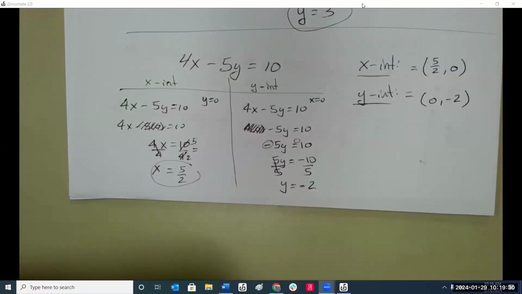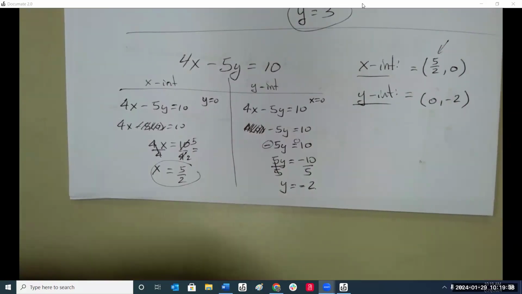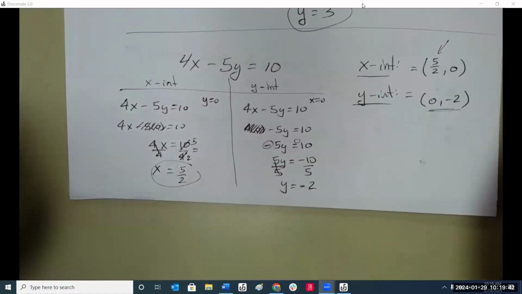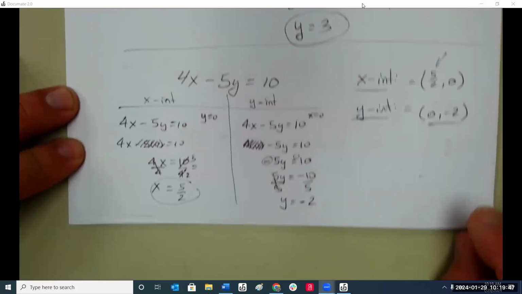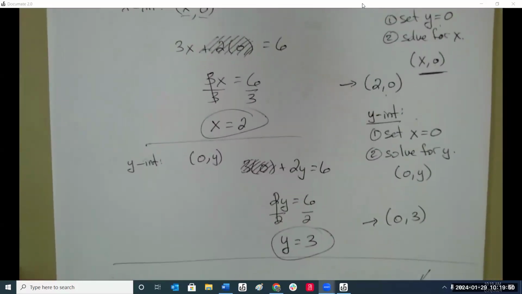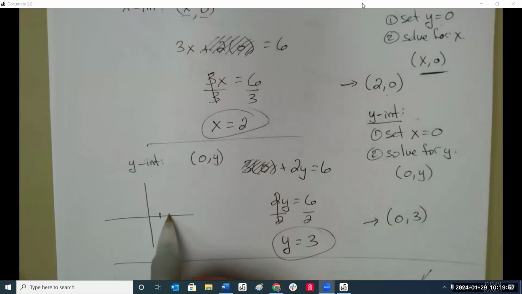Can you graph this equation? Not with accuracy, because that's a fraction. You could with this part. But this other equation up here, could we graph that one? Yeah. The x-intercept was 2. The y-intercept was 3.